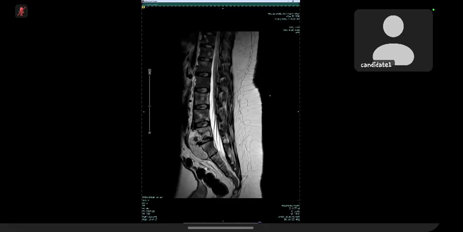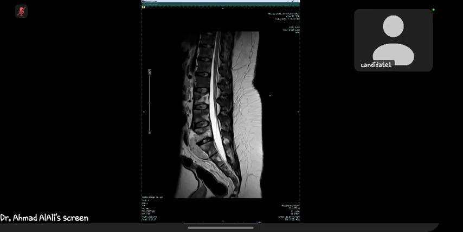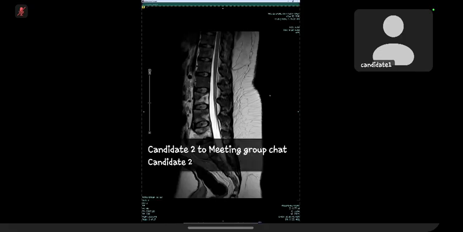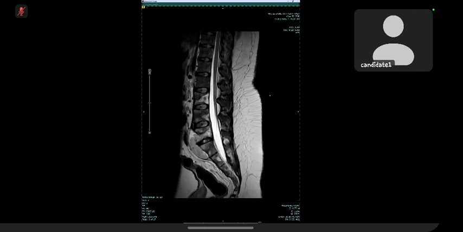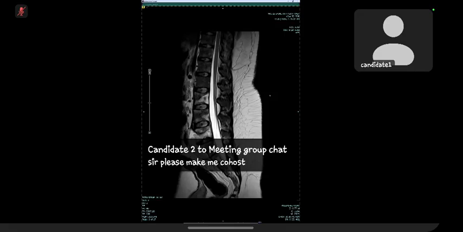These are the sagittal T2 weighted images. Here I can see that the vertebral bodies are showing heterogeneous signal intensities at multiple levels, and there is a prevertebral soft tissue component in the subligamentous region at the level of L5 S1.